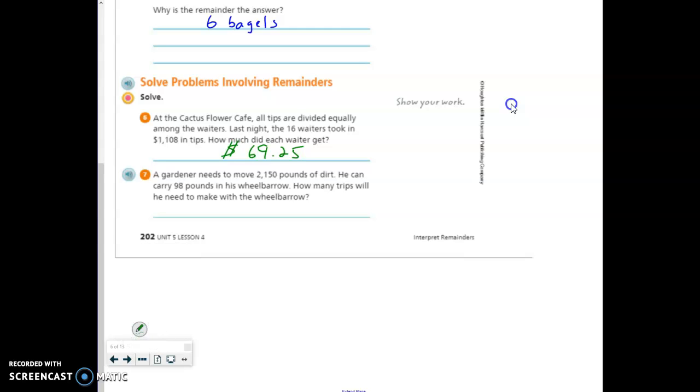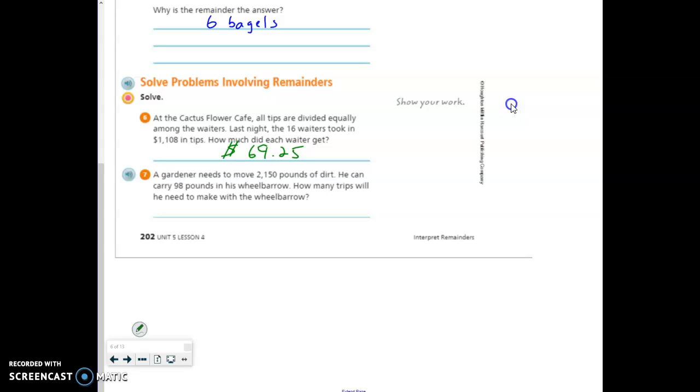Okay, so again, we know it's a division problem. We know it's going to be 2,150 divided by 98, and we know there's going to be a remainder. Why would they ask us to interpret remainders if we didn't have a remainder? Okay, but in this instance, what am I going to do with that remainder? Can he break up that load? Can he leave some dirt behind? Does he need to make an extra trip? Can he bring a partial trip over or break the trips up a little more equally by turning it into a fraction or decimal? No, in this case, this is like that bus ride.